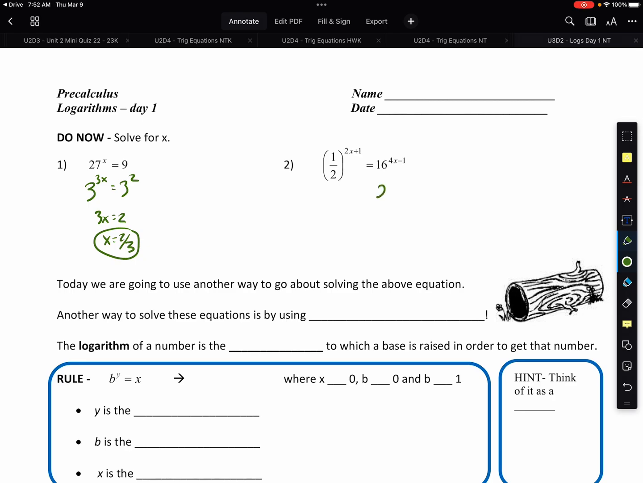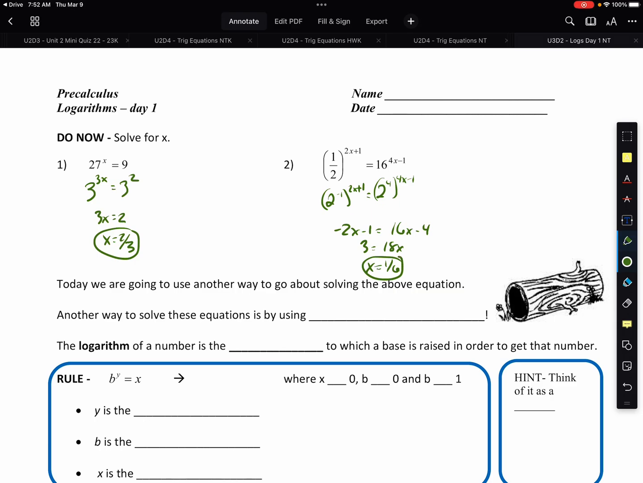All right, so 16, I got 2 to the 4th to 4x minus 1. All right, 1/2, right? I got the 2. How do I bring it up? 2 to the negative 1 to 2x plus 1. So that would be negative 2x minus 1 equals 16x minus 4. 3 equals 18x. X equals 1/6. All right, so that's review.